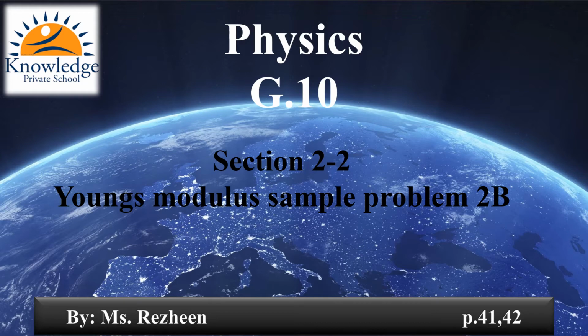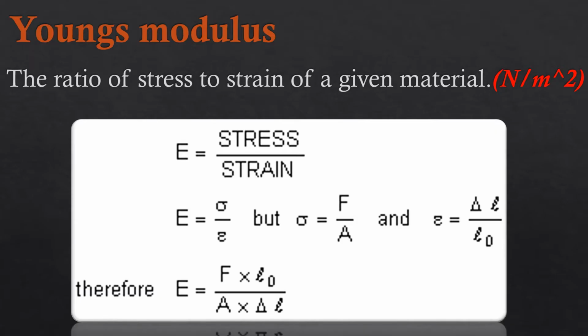Regine from Knowledge School. Our today's lesson is about section 2.2, Young's modulus, sample problem 2b, which is on pages 41 and 42. So you have to know the definition of Young's modulus, which is the ratio of stress to strain of a given material, and the unit is Newton per meter square.